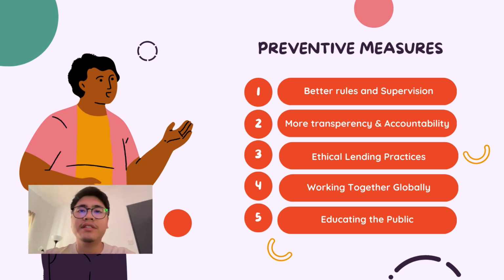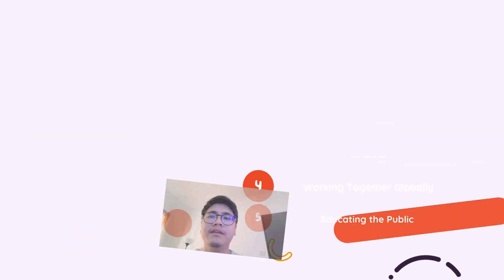The last measure is educating the public. It is about financial literacy. Educating people about finances can help prevent future crises. We should implement programs to teach the public about responsible borrowing, investing, and saving. We also need to help consumers make better financial decisions, which helps overall economic stability.